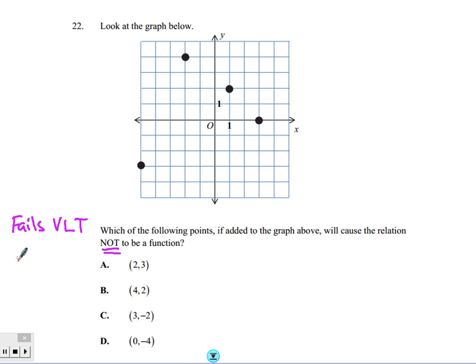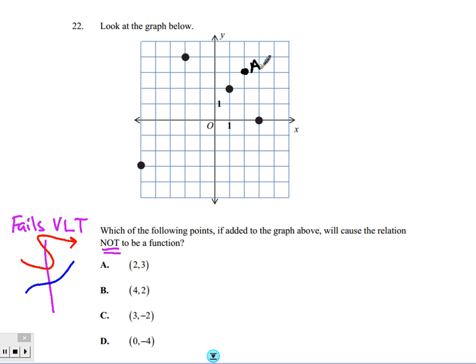Okay, so let's consider that. Let's maybe plot our points A, B, C, D and see which one will make us fail that vertical line test. So failing the vertical line test means, say our function is in blue, if our function just hits once as it moves vertically, it passes. But if in red, it hits twice or 3 times, then it would fail. All right, so the point (2, 3), that point would not affect it. It still passes the vertical line test.